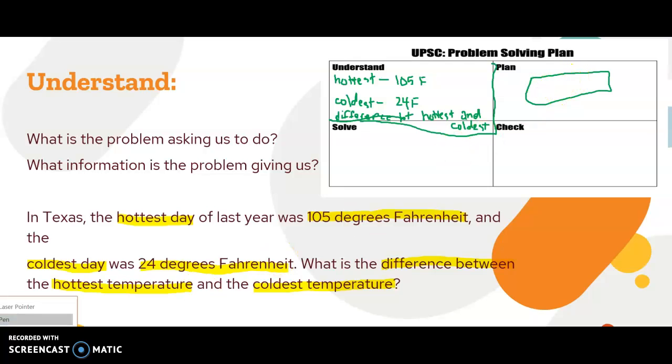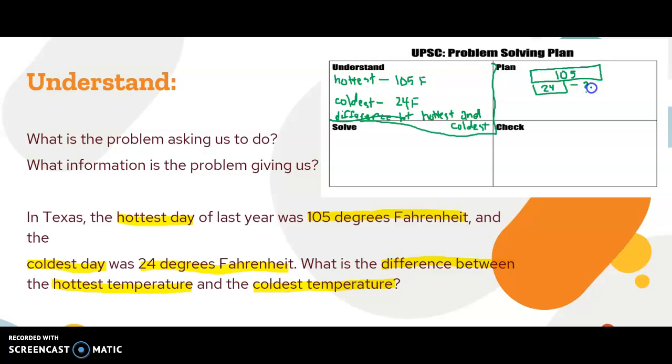And I'm sorry that my drawing is a little bit crazy looking, but it's very hard to write and draw using the mouse on your keypad. So we know that the hottest day was 105. We also know that the coldest day was 24 degrees. And we have a missing part.